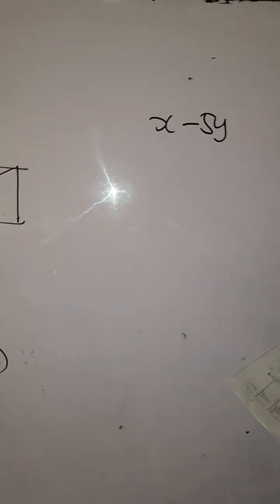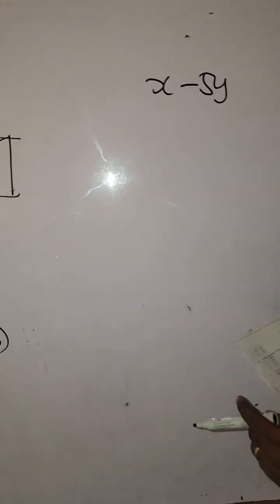Which type of angle is POR? If you watch carefully, it is an obtuse angle, B.